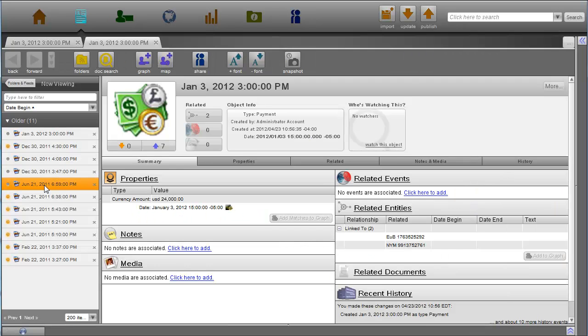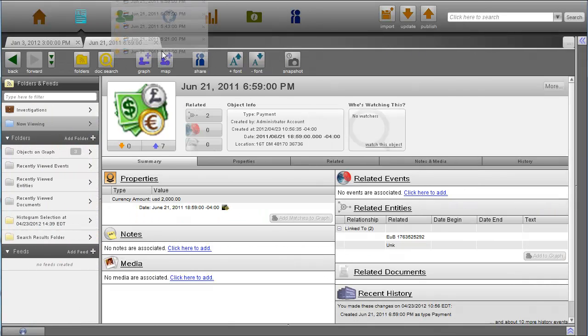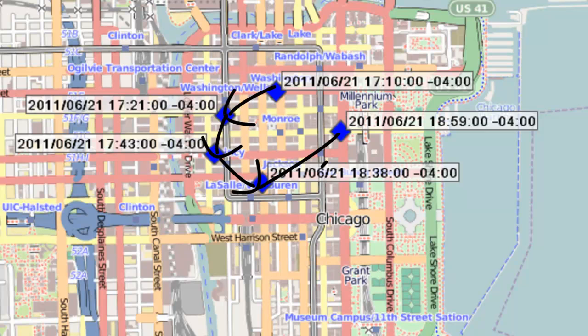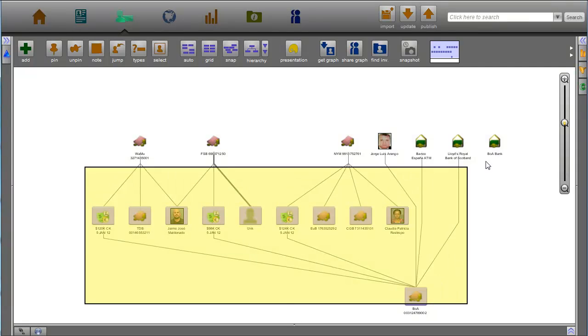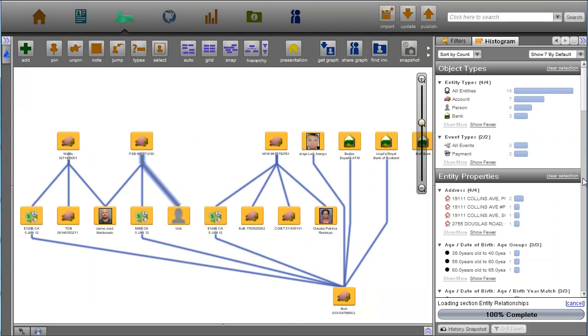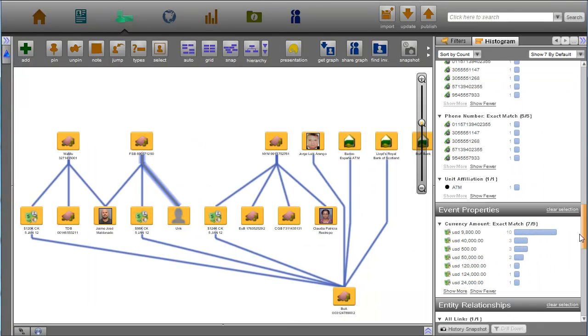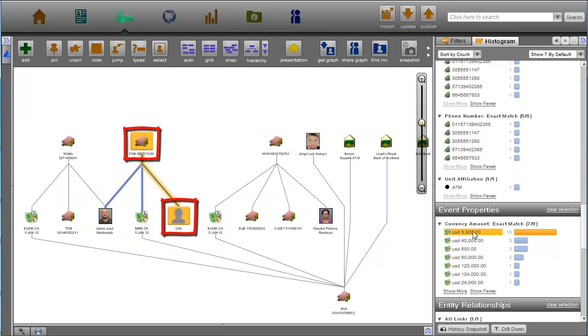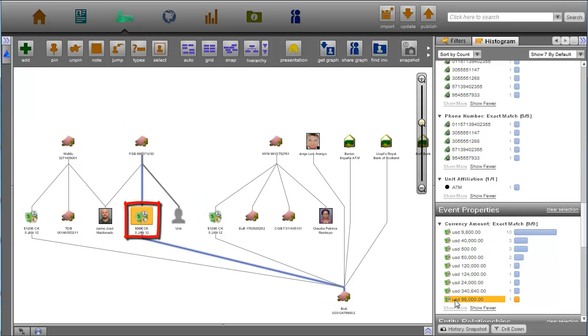Here the investigator has identified a series of structured deposits in Chicago that were subsequently forwarded in aggregate to the Miami-based account. With the ability to rapidly access and analyze large volumes of data from disparate sources, the investigator identifies an additional series of structured deposits in yet another account that were aggregated and transferred to the target Miami account.